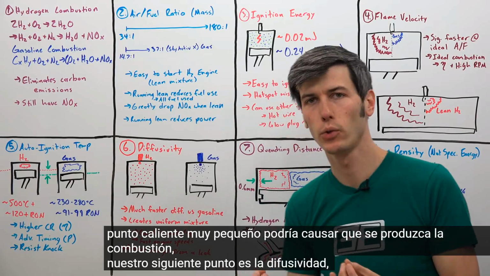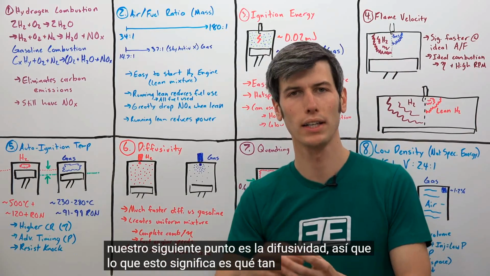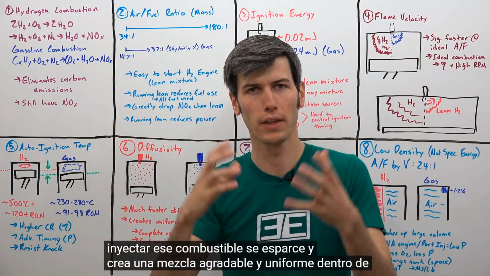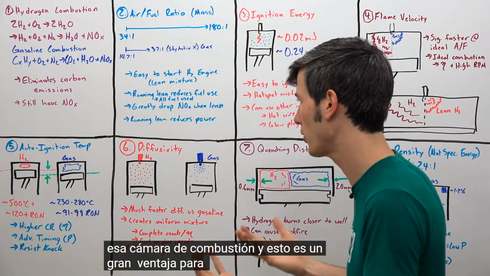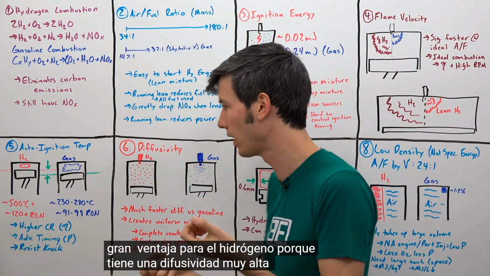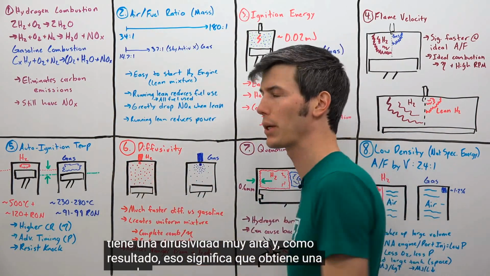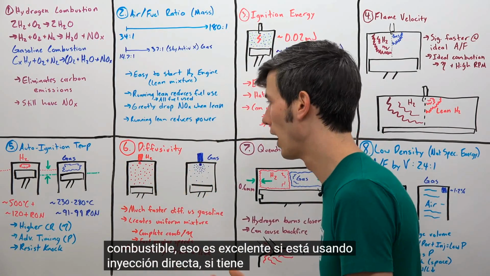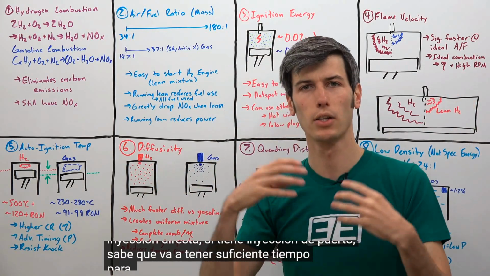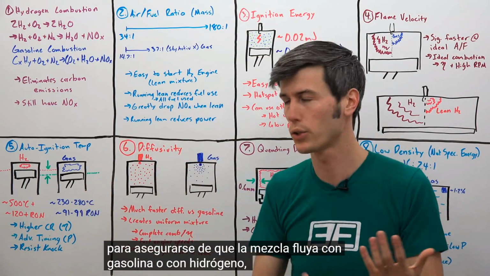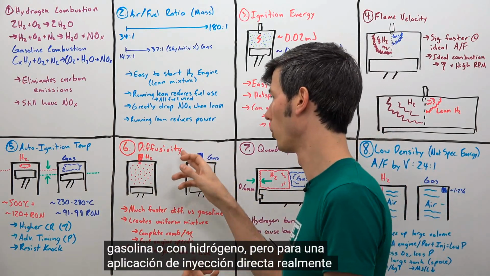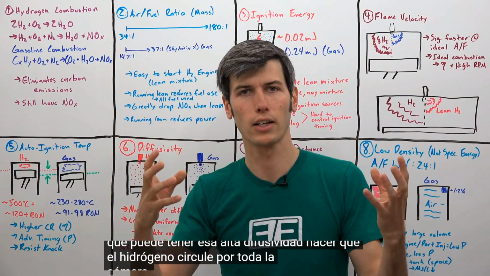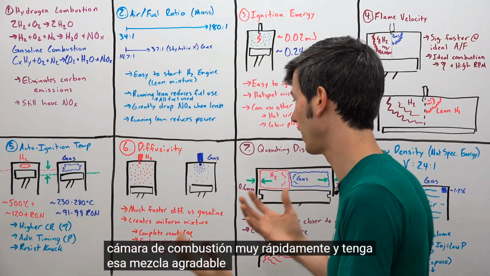Our next point is diffusivity. So what this means is how quickly after you inject that fuel does it spread out and create a nice uniform mixture within that combustion chamber. And this is a big advantage for hydrogen because it has a very high diffusivity. And as a result, that means you get a uniform mixture very quickly when you inject fuel. That's great if you're using direct injection. If you do have port injection, it's going to have enough time to make sure that mixture flows with gasoline or with hydrogen. But for a direct injection application, really cool that you can have that high diffusivity, get the hydrogen to go all around that combustion chamber very quickly and have that nice even mixture.